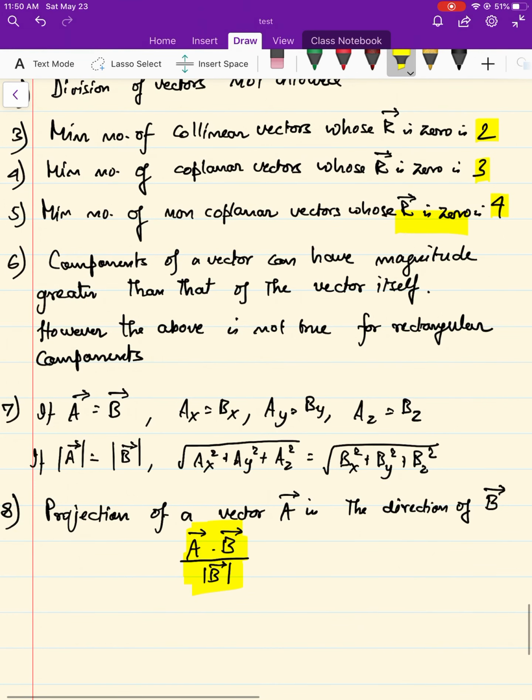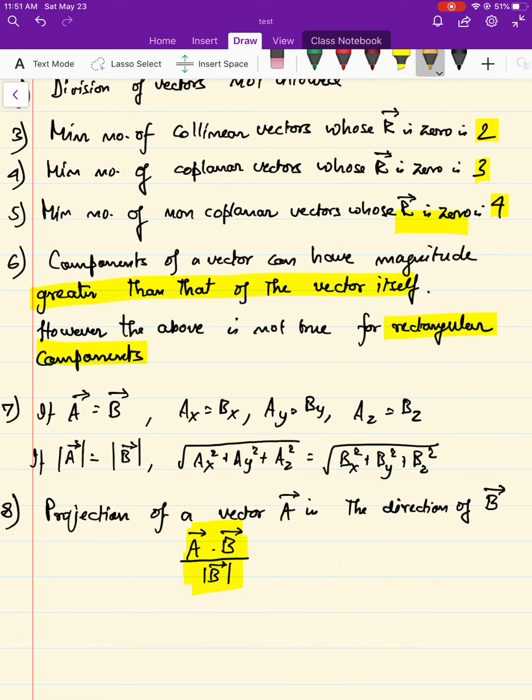Another thing which is important to realize is that the components of a vector can have magnitude greater than that of the vector itself. However, this is not true when you're working in a rectangular, Cartesian, or orthogonal system, which is your standard x, y, z coordinate system, right?